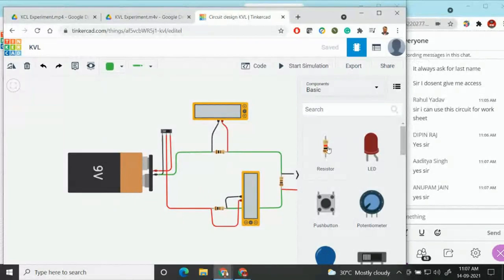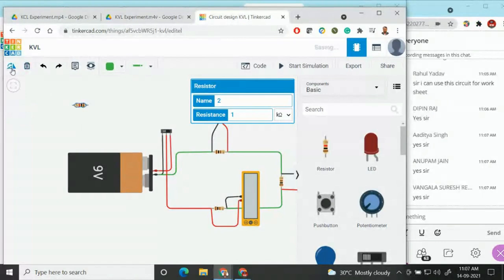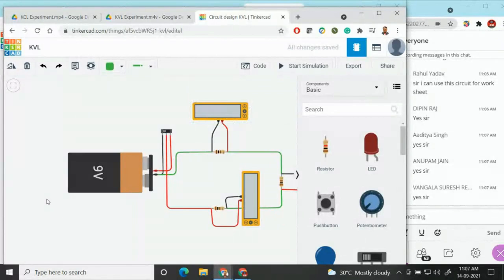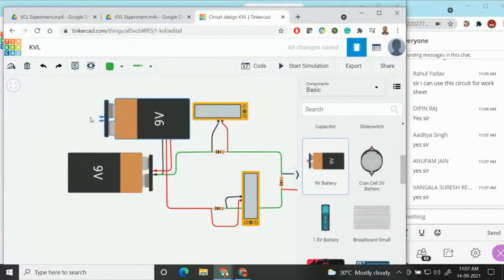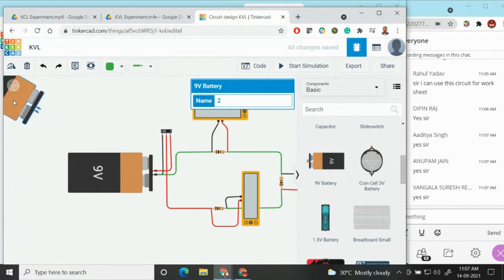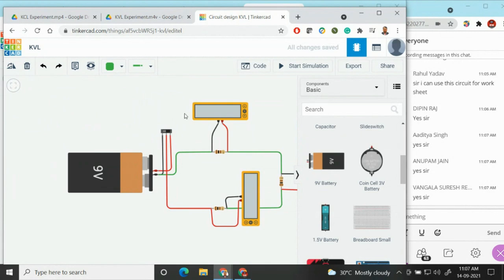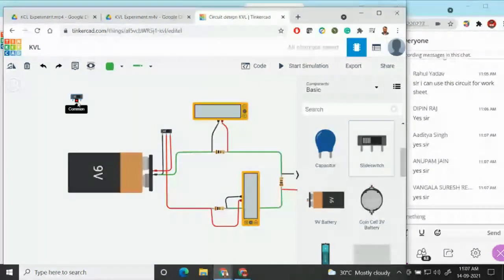Find all the components right here. If you want a resistor, you can drag this resistor and drop it right here. You can rotate this resistor using this rotation key. If you want to delete this resistor, press the delete key on the keyboard. When you want to select the voltage source, you can select it from here, and you can rotate it to any angle. When you want to select a switch, you can select that switch like this.